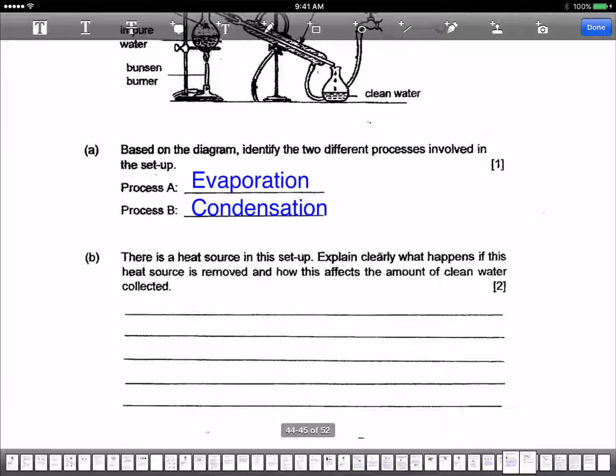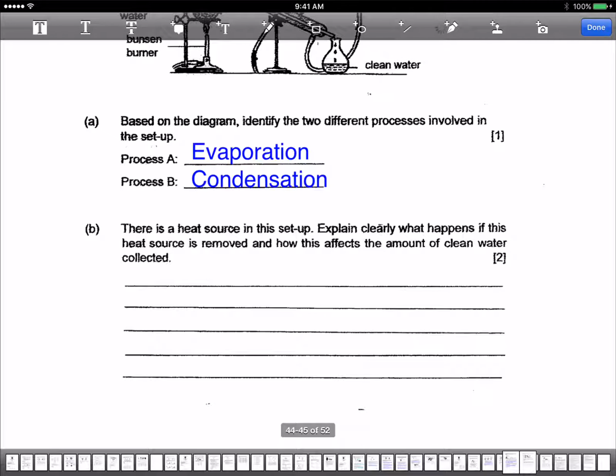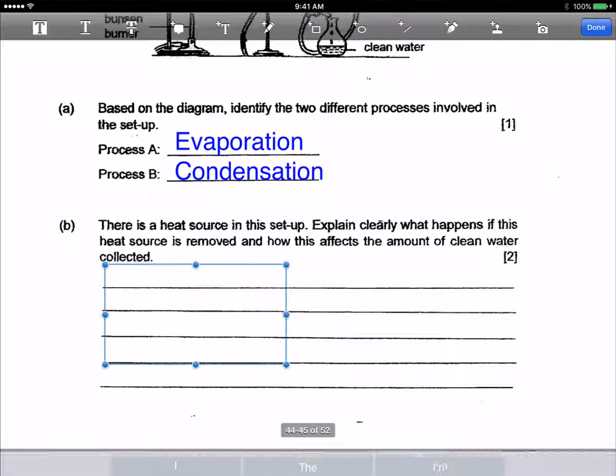Okay, next. So there's a heat source in the setup. Explain clearly what happens if this heat source is removed and how this affects the amount of clean water. So if you remove the heat source, what happens? Sing out. What happens when you remove the heat source?